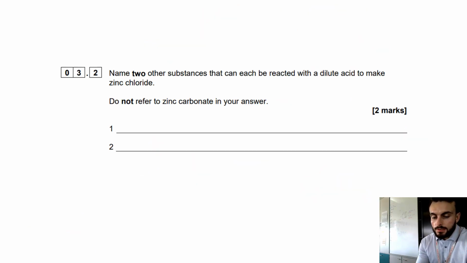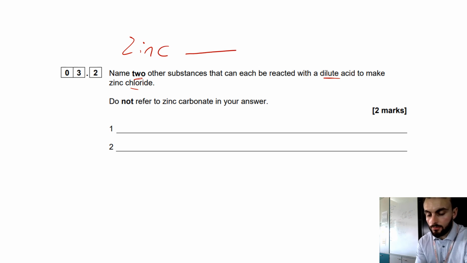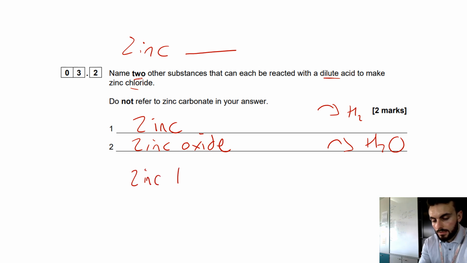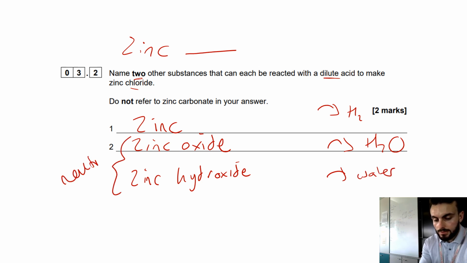Name 2 other substances that can be reacted with dilute acid to make zinc chloride. So a bunch of things that you've talked about that have got zinc in them that will make the variety of different products. First off, you could put just zinc, right? Zinc and hydrochloric acid would make zinc chloride and hydrogen. You could have zinc oxide, right? That one would end up with the same salt with water, and then the last one you could have was zinc hydroxide, which would end up with the same salt and water. These 2 are both neutralization reactions.